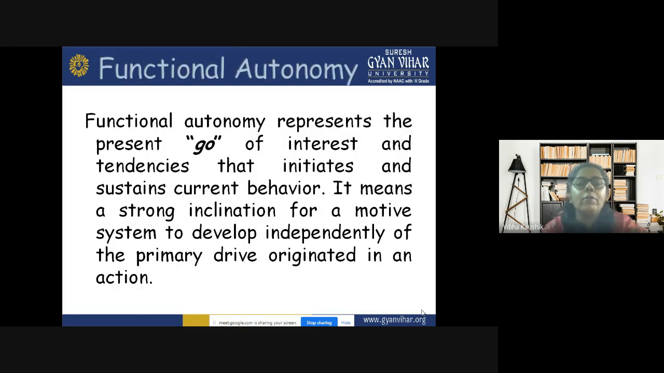Now, functional autonomy represents the present go of interest and tendencies that initiates and sustains current behavior, the current behavior of a particular individual. It means a strong inclination for a motive system to develop independently of the primary drive originated in an action.